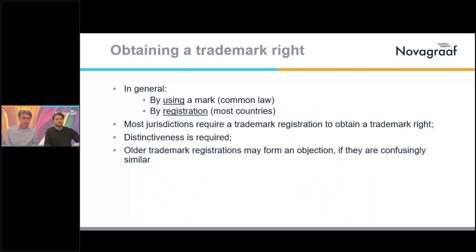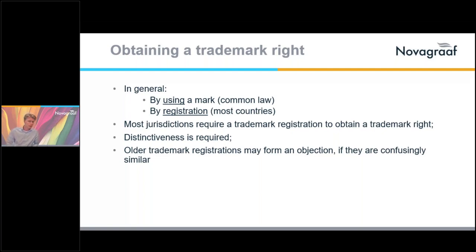Yes, and how do you obtain a trademark right? In general, there are two ways of obtaining trademark rights, namely by using it or by registering it. In most countries, you're obligated to register your trademark to obtain the trademark right. In some countries, like the United States or India, it is also possible by just using your trademark to obtain certain rights from it. But the registration provides a much clearer and stronger right, so we would always advise to register your trademark when it is possible.